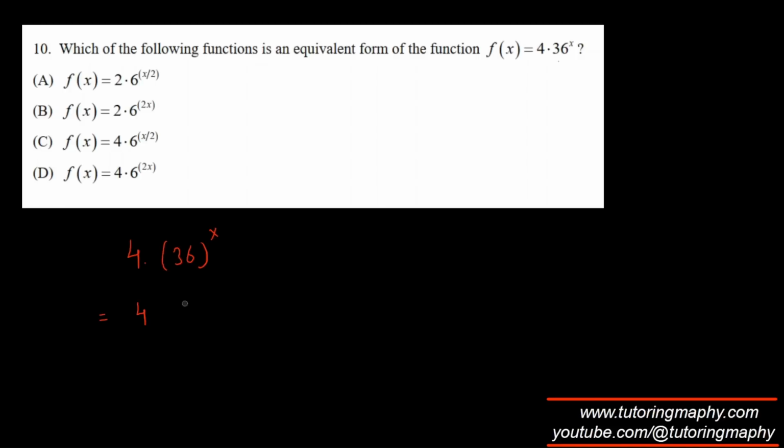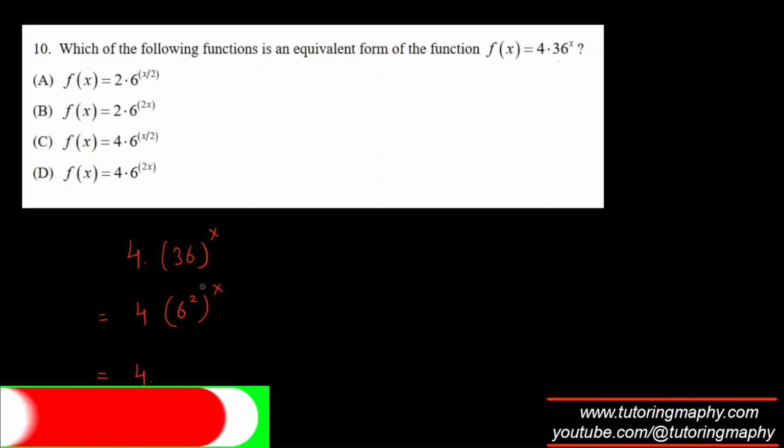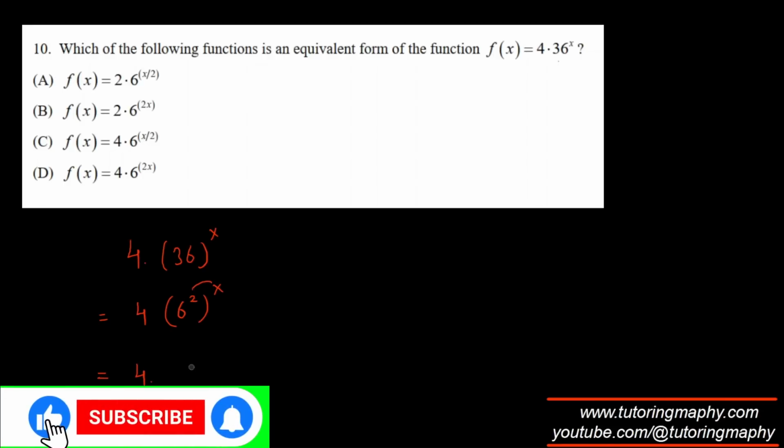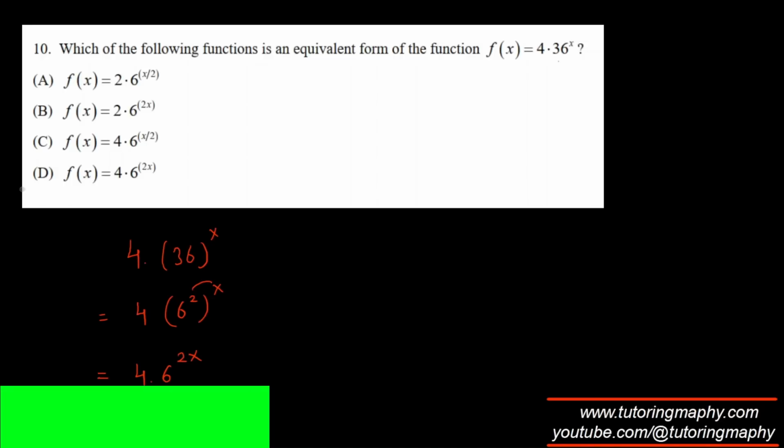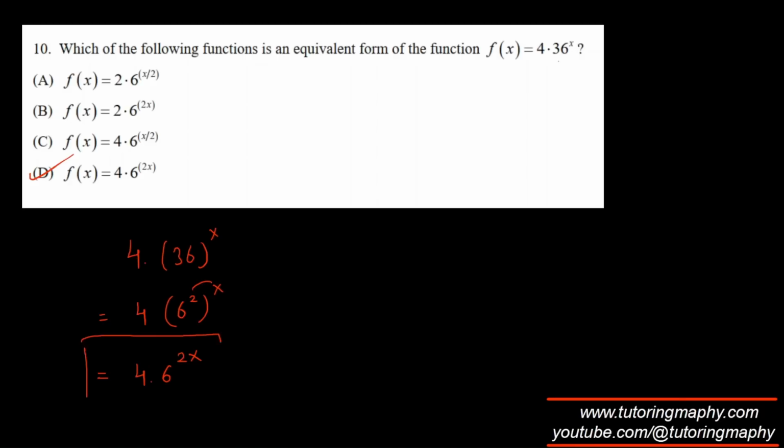So I'm going to replace 36 with 6 square and everything else remains as it is. And as per the properties of exponents, these two will be multiplied. So this will become 4 times 6 raised to 2x. And do we have that in the options? Yes, it is option D, 4 times 6 raised to 2x.